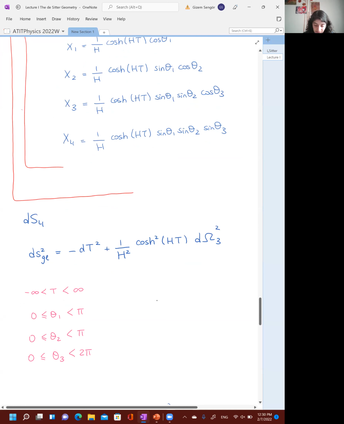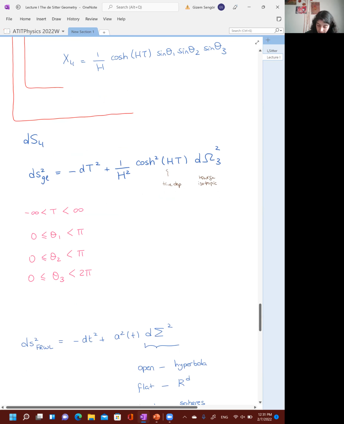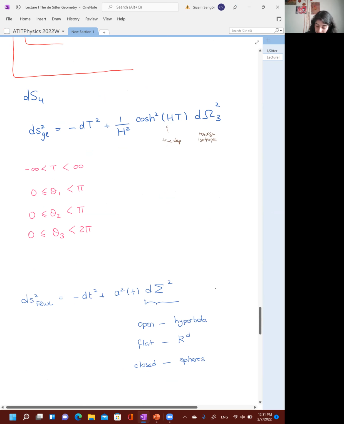Once you come to this stage, because all these spatial things are actually angles, they just range over 0 to pi or 0 to 2 pi. And then you have the time direction from minus infinity to plus infinity. Now we can compare this with the Friedman-Robertson-Walker metric. Again, it is isotropic, only time dependent, and in front of every direction. So homogeneous and isotropic, it has the overall form like a Friedman-Robertson-Walker metric. But we said in the Friedman-Robertson-Walker metric, the spatial sections in general could be anything.